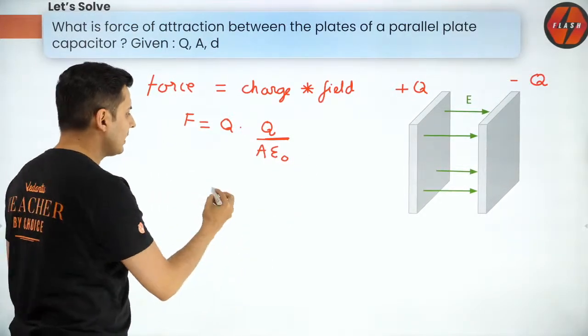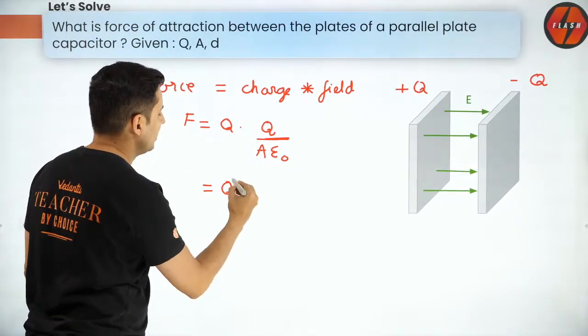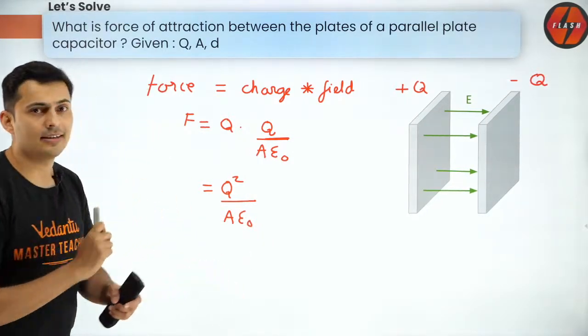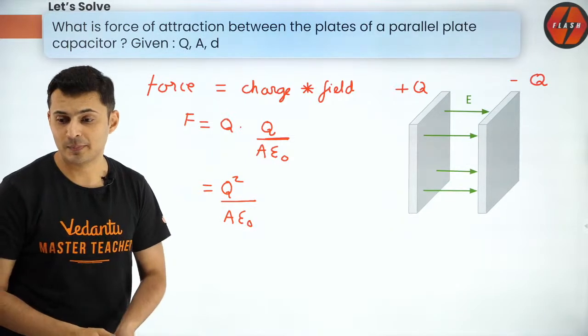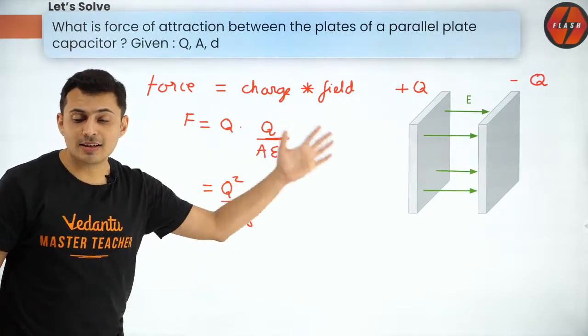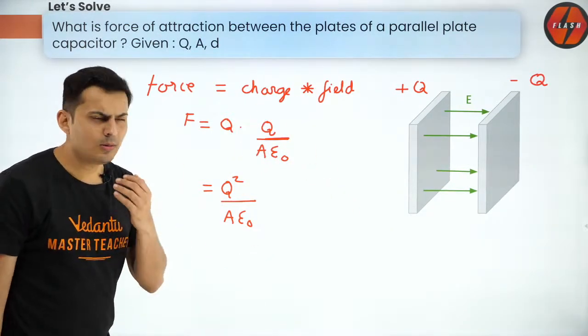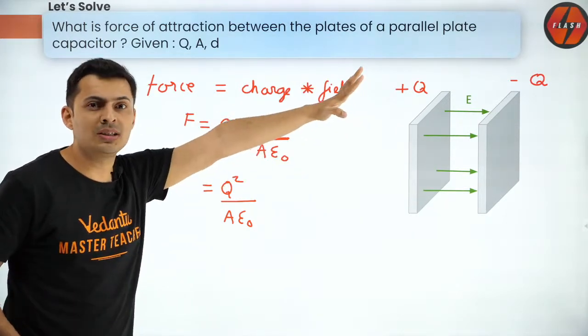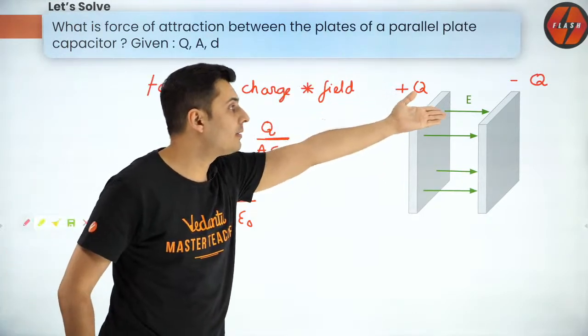So you will be like, sir, I know what to do now. It will be Q square by A epsilon naught. But this is not the correct answer. No, this is not the correct answer. Why is this not the correct answer? Like, sir, what have we done wrong? Everything you gave, we just used it. Yes, you used it. But think, what is the field?